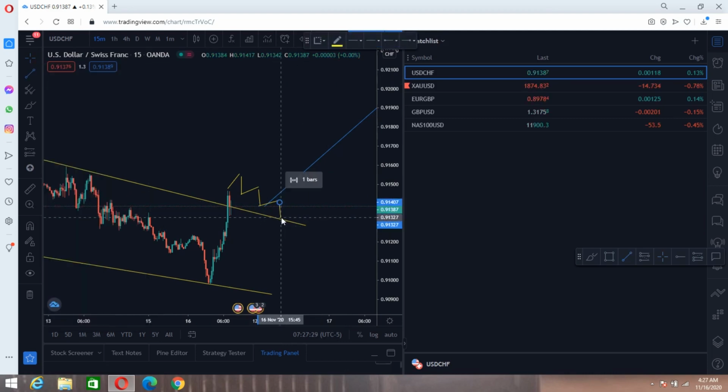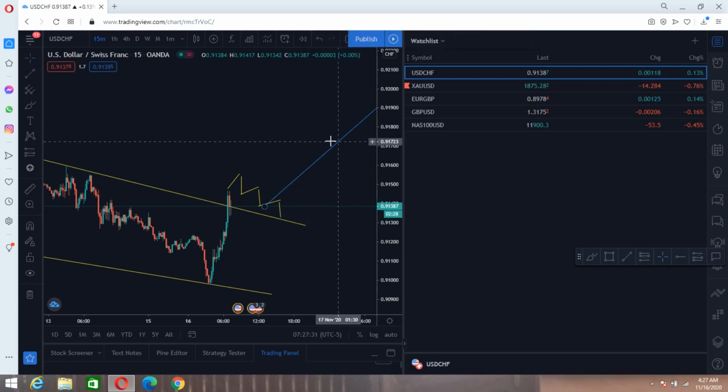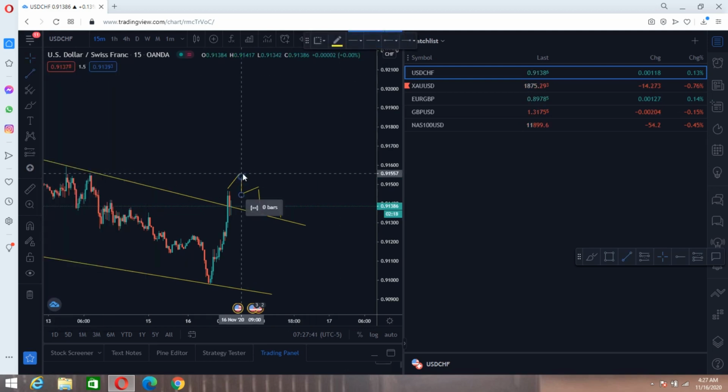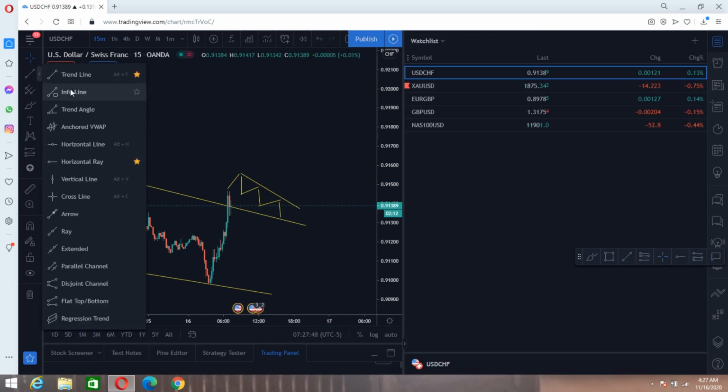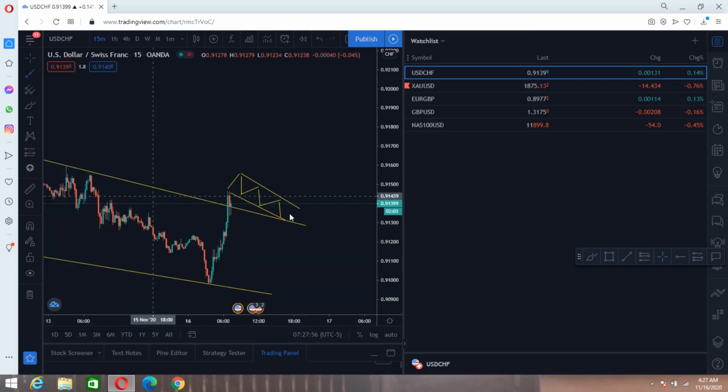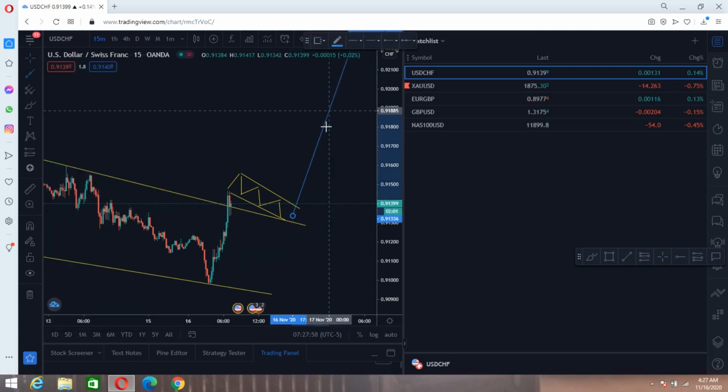because I just want to show you. This is what I'm expecting. But maybe it might push up a bit, but I'm expecting a continuation pattern. If I see it's a continuation pattern, then I know that this is the trade I'm waiting for. This is something I'll be waiting for. Then I know that we're going to the upside.